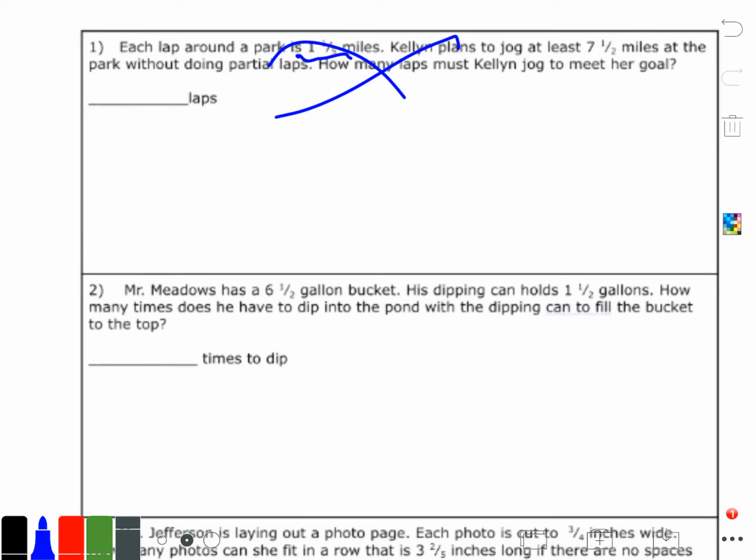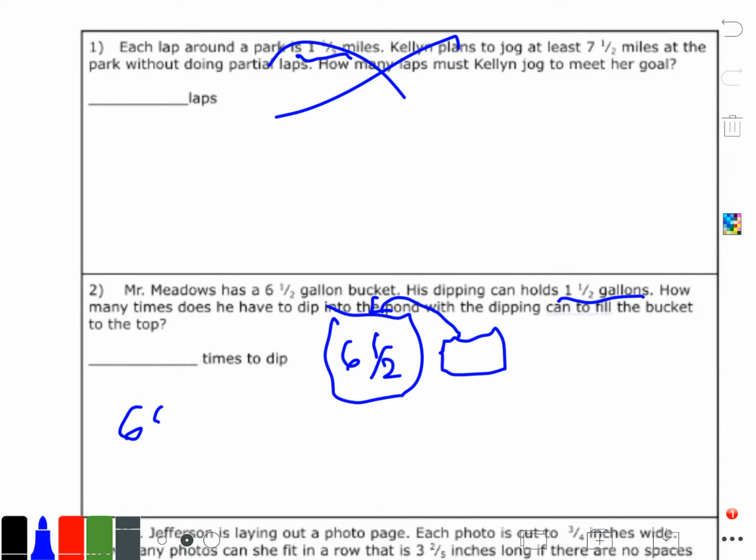Mr. Meadows has a 6.5 gallon bucket, so he has a big 6.5 gallon bucket. And he's dipping a can that holds 1.5 gallons, so a smaller can. How many times does he have to dip into the pond with the dipping can to fill the bucket? So he's taking the small can, he's filling it with the big one. So we're going to take the big one and we're going to divide it. 6 1/2 divided by 1 1/2.